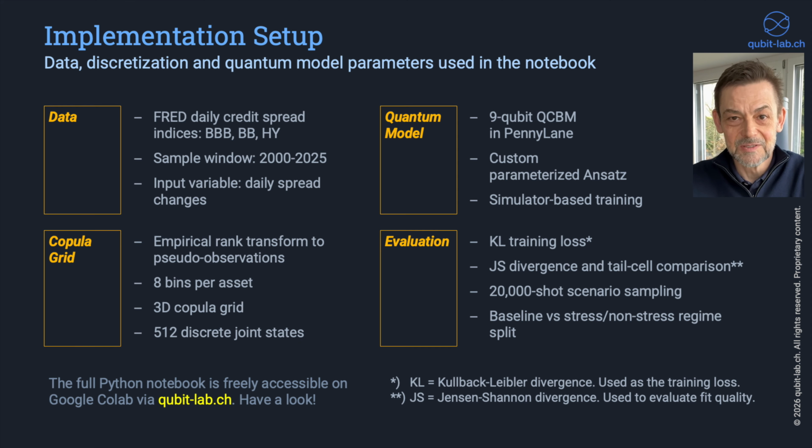The quantum model is a 9-qubit QCBM in PennyLane with a custom ansatz and simulator-based training. For fitting, the notebook uses KL divergence as the training loss. For evaluation, it uses JS divergence and tail cell comparison alongside 20,000-shot scenario sampling and a comparison between a baseline model and a stress, non-stress regime split. With the setup in place, let's go straight to the most important result, the stressed tail corner.